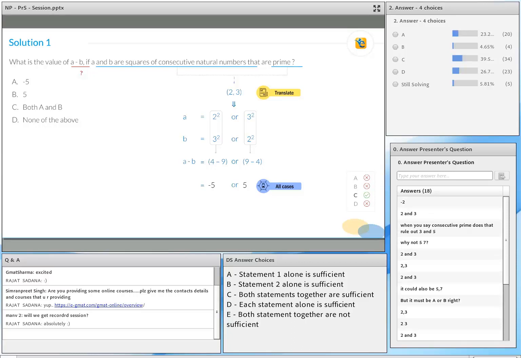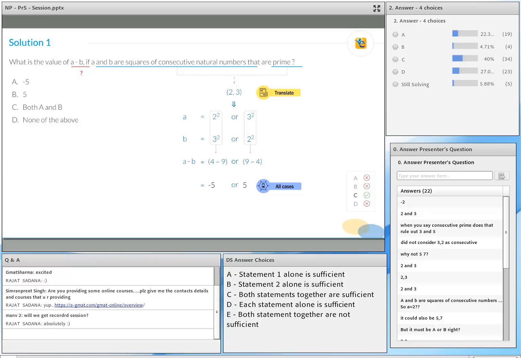Now, quite a few of you faltered over here. Only 40% of the class got the question correct. When I say concern, there are two places where you made mistakes. The first one is at the translate piece, wherein you weren't able to get to 2, 3 as a translation. Really, this is where you need to work on this process skill. When I say consecutive natural numbers that are prime, I'm literally translating English into math.